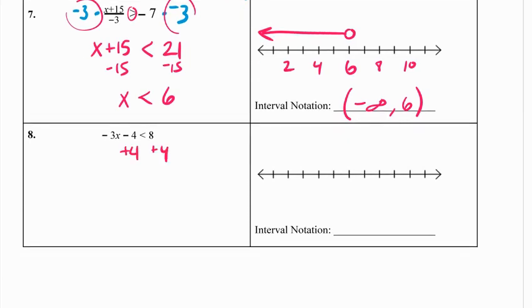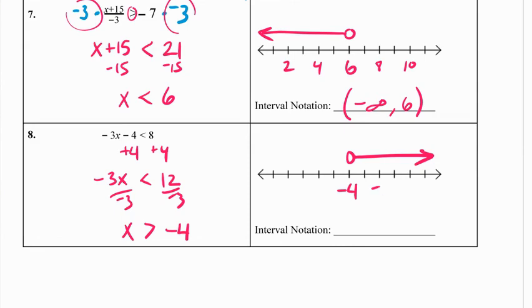And number 8, our last one, we're going to have -3x is less than 12 after we add 4 to both sides. Divide by a -3, which means we have to switch the direction of our inequality. So we'll have an open circle at -4, and x is greater than -4. So we want all the values that are larger, not the ones that are smaller. So we have an open circle from -4 going up to positive infinity.